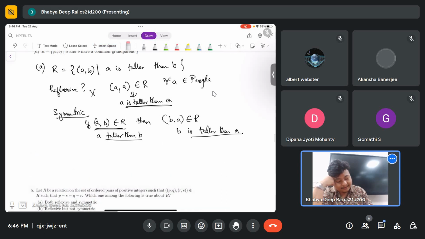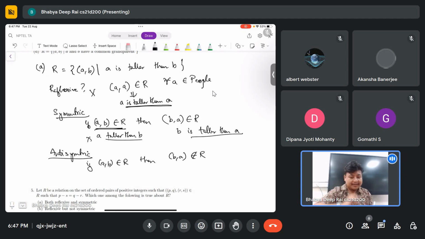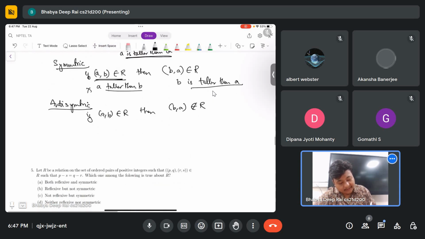So is it antisymmetric then? It means if (a, b) is in R, then (b, a) is necessarily not in R. And yes, Albert, the answer is yes. Because if a is taller than b, it is necessarily true that b is not taller than a. So yes, it is antisymmetric.